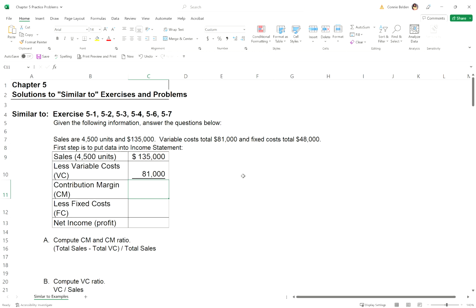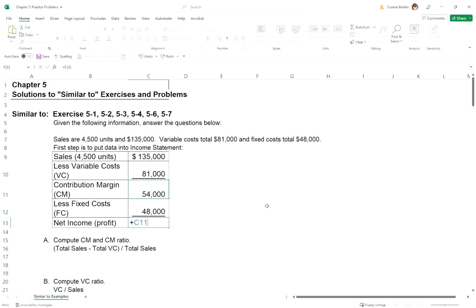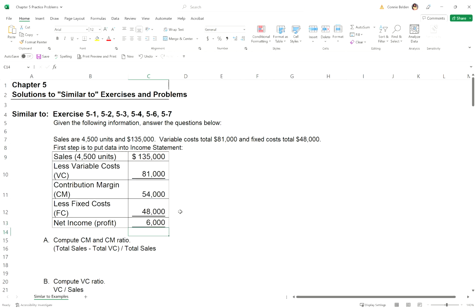Now, to get the contribution margin, that is calculated by taking sales minus your variable cost. So 135,000 minus 81,000 gives you 54,000. And then it's also given that fixed costs are 48,000, so I will fill in 48,000. To get the net income, I will take my contribution margin of 54,000 and subtract out my fixed cost of 48,000, giving me a net income or profit of $6,000. Now, we will use the information in this income statement to answer the rest of the questions.